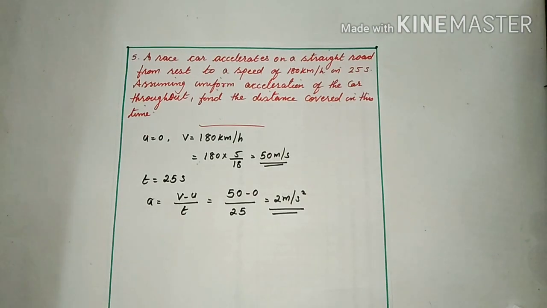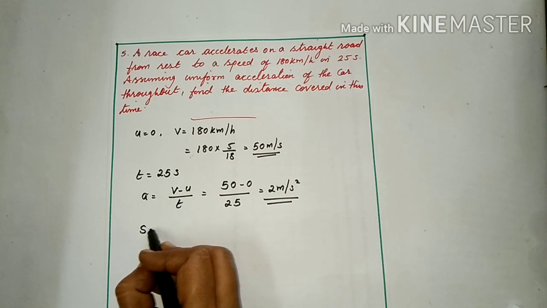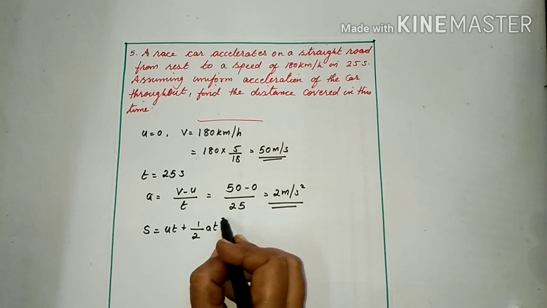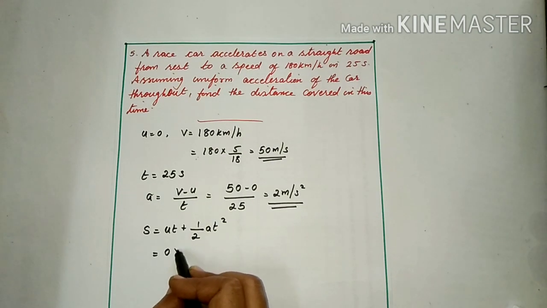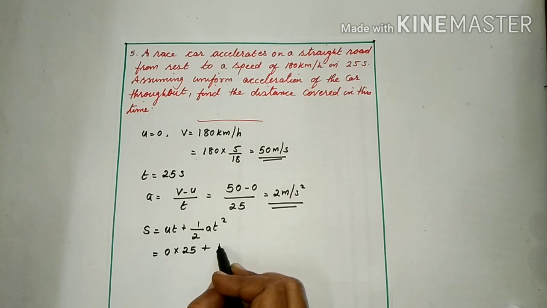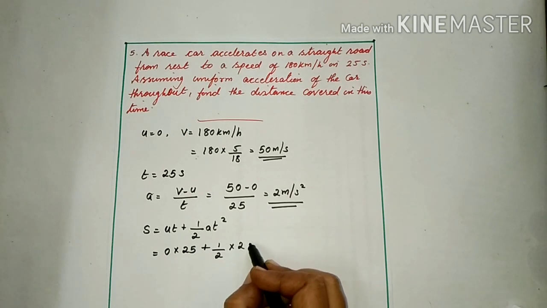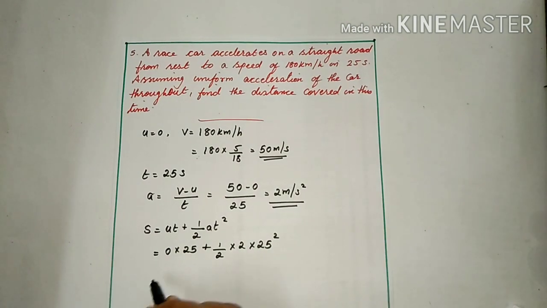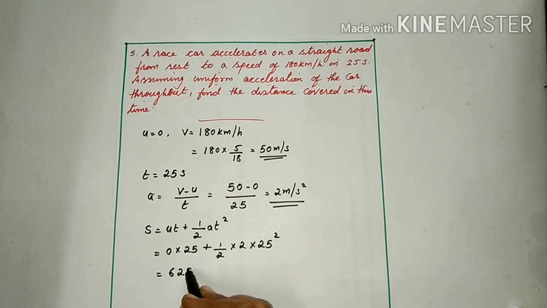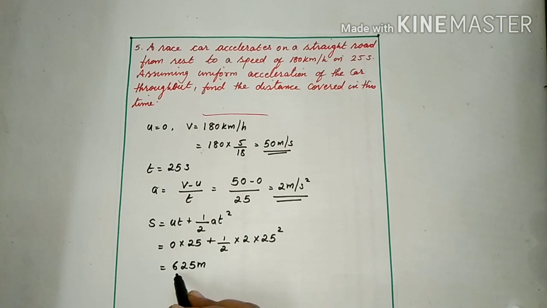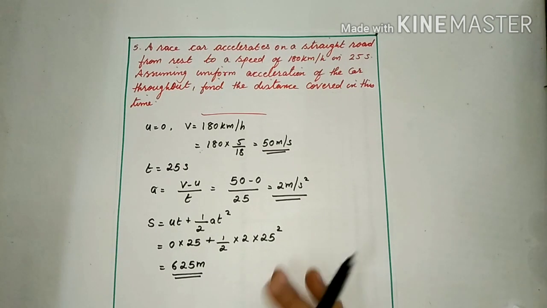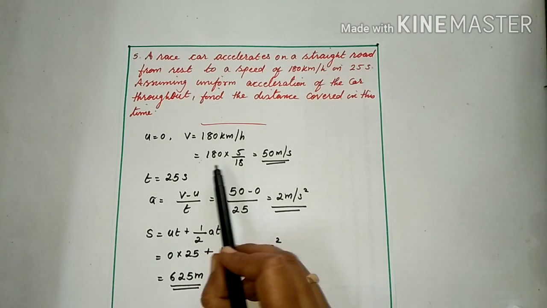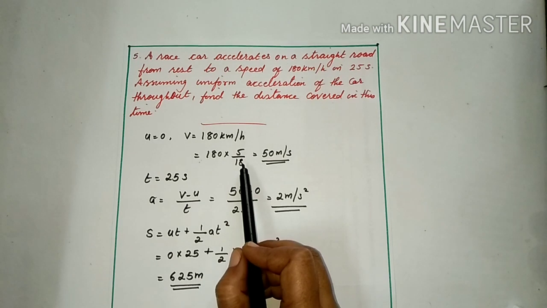Then find the distance. So, what is the formula of distance? s equal to ut plus half a t square. So, u equal to 0 into t 25 plus half into 2 into 25 square. So, we get the answer 625 meter. That is the distance covered in time 25 seconds. So, here you convert kilometer per hour into meter per second by multiplying the value with 5 by 18.